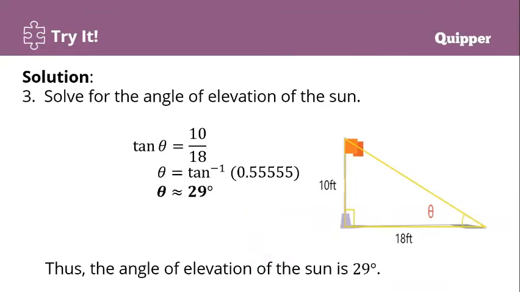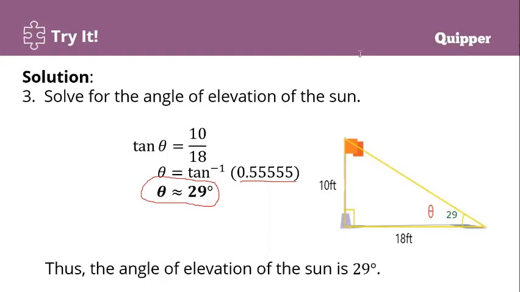Substituting into the formula, we have tangent theta is equal to 10 over 18. Again, this time we are looking for the angle of elevation. Thus, we need to get the inverse of the tangent function. 10 over 18 is 0.55555, and then we'll get the inverse of the tangent function. Rounded to the nearest degree, we will get 29 degrees. Thus, the angle of elevation of the sun is 29 degrees.